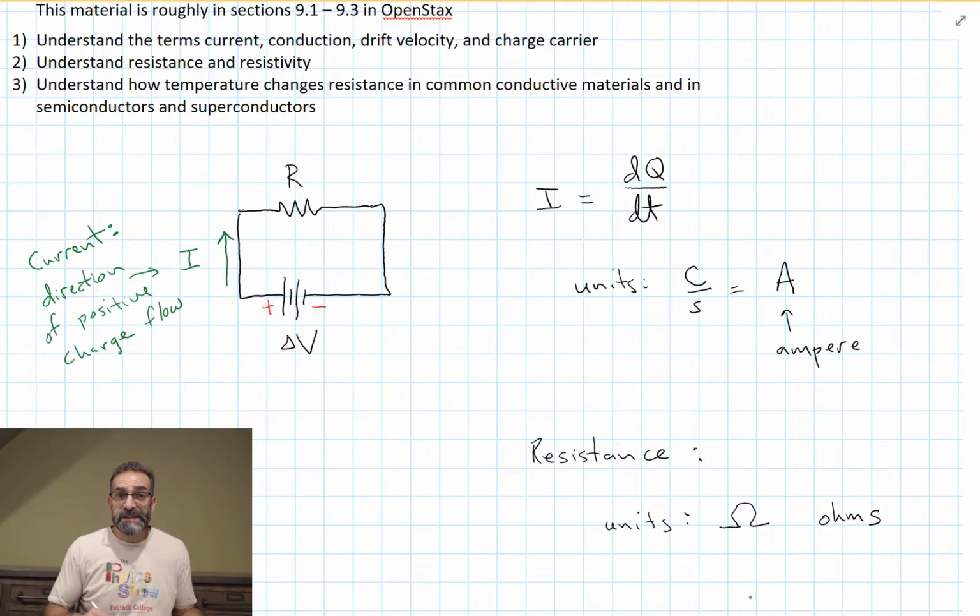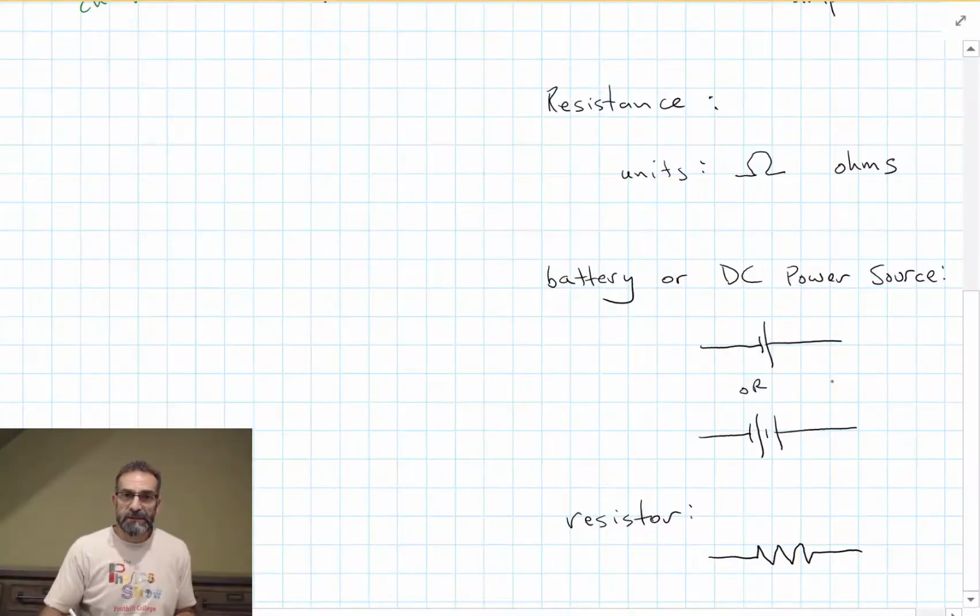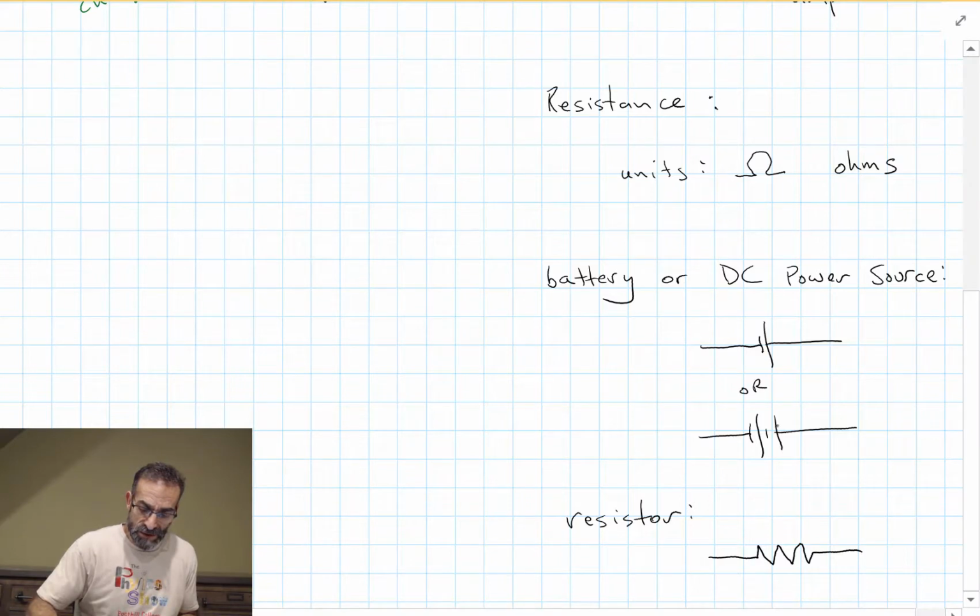The unit for resistance is the ohm, and we use the Greek letter omega. And just as a reminder, for a battery or DC power supply, we use these symbols where the long line represents the higher voltage terminal and the short line represents the lower voltage terminal.